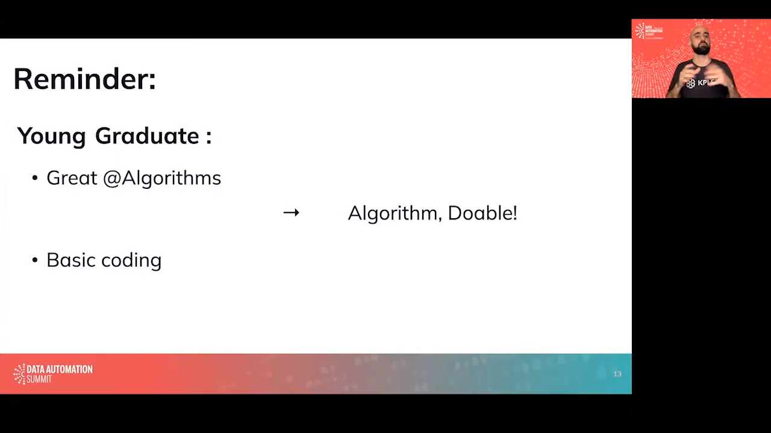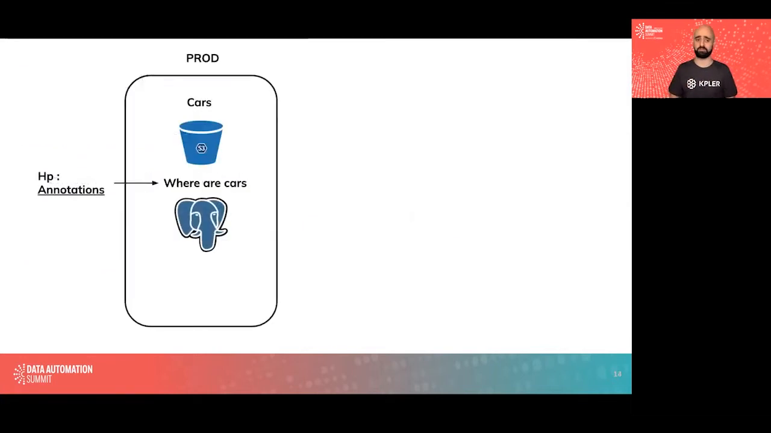Here there is a reminder. So the scenario has a young graduate, who is great at algorithms, great at math, pretty good at machine learning. So the task that the product owner just cast to him is perfect. Algorithm totally doable for him. He has basic coding skills, but for this task, that's not going to be a problem for him. Or at least, if the task is basic, that should be fine.